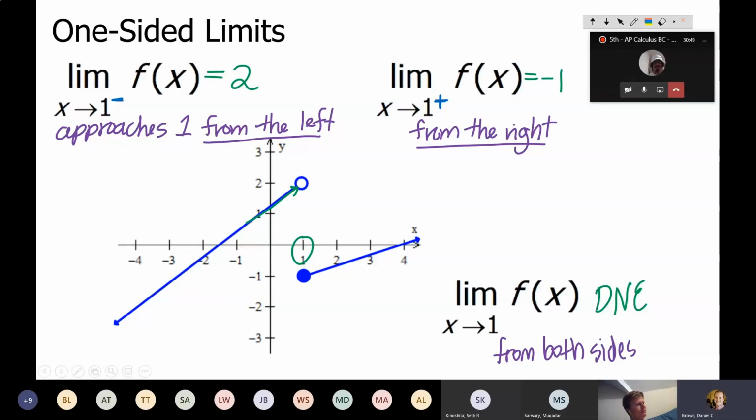And I know we've all seen Mean Girls, and there's that scene at the end where it says the limit does not exist. So this will be one of the cases where the limit would not exist.